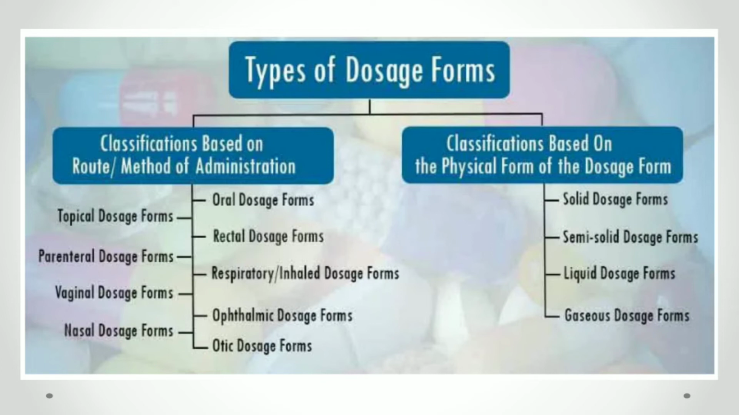So in method or route of administration, it can be categorized like that of topical dosage form, parenteral dosage form, vaginal dosage form, nasal dosage form, oral dosage form, rectal dosage form, respiratory or inhaled dosage form, then ophthalmic dosage form and otic dosage form. Whereas for physical form, it depends on our dosage form. So it can be categorized like that of solid dosage forms, semi-solid dosage forms, liquid dosage form, and gaseous dosage form.